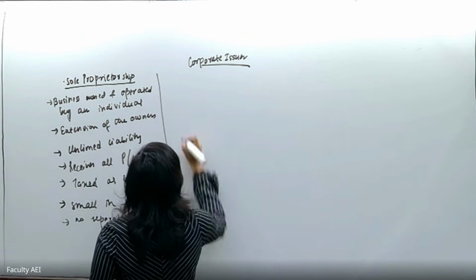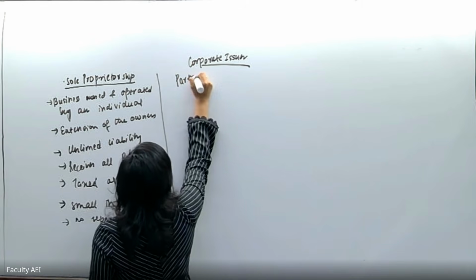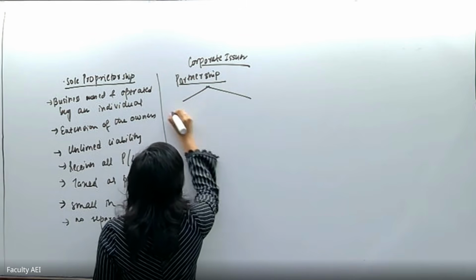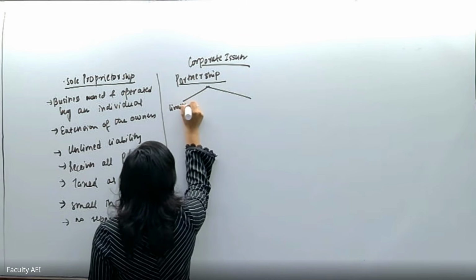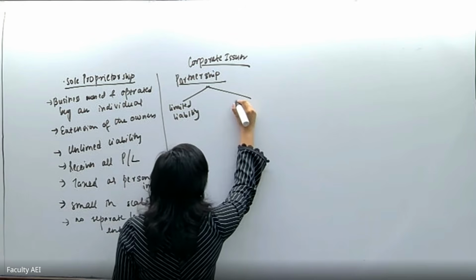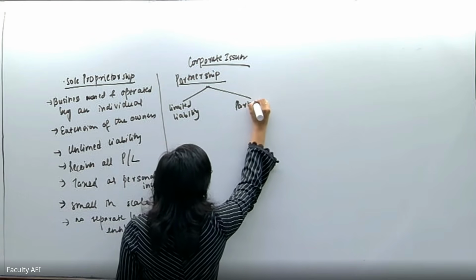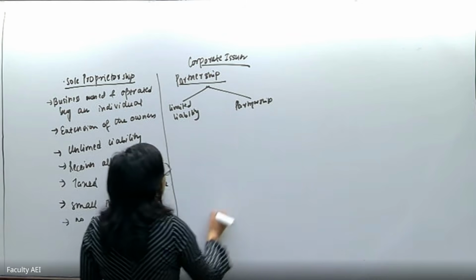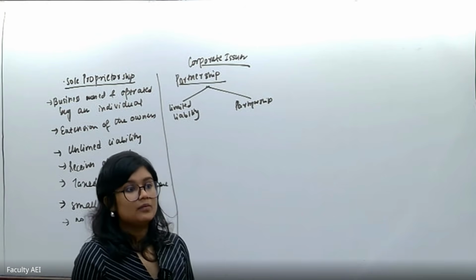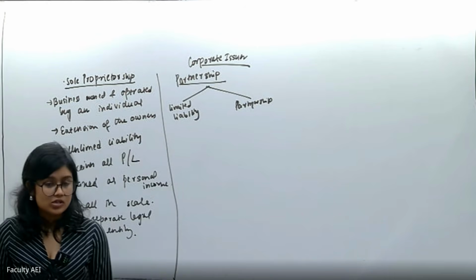The second is partnerships. We have two types of partnerships: limited liability partnerships, and then normal partnerships. What happens under a partnership? Two or more persons come into an agreement that they would be conducting business, and they would be sharing the profits and losses together.